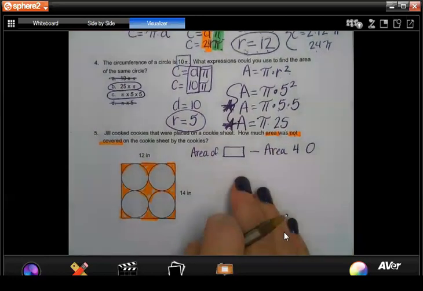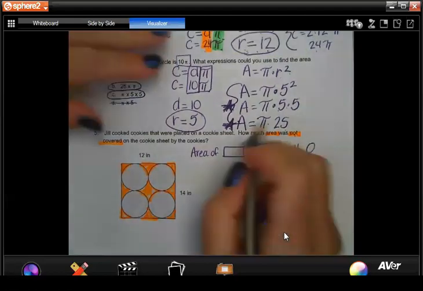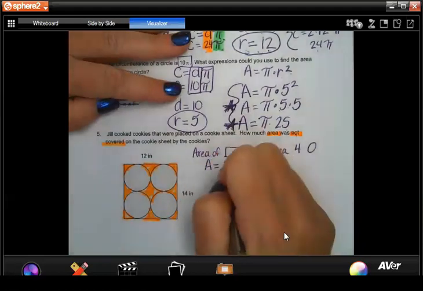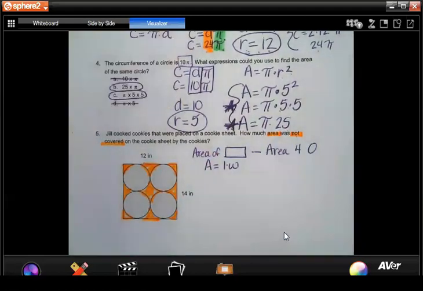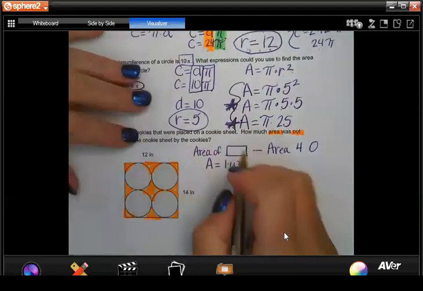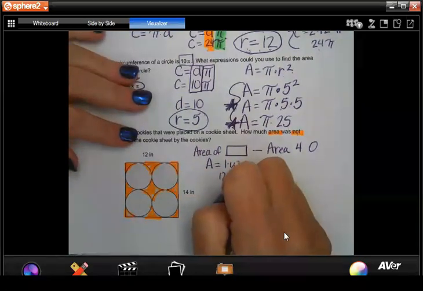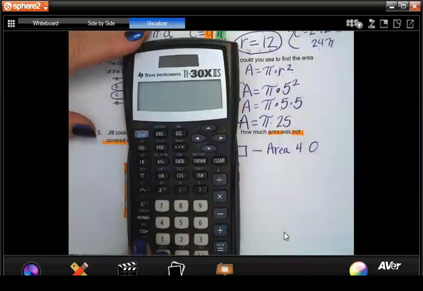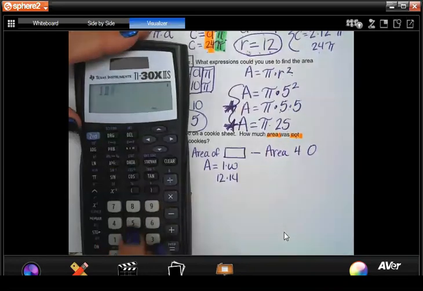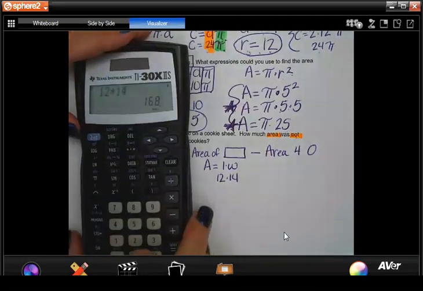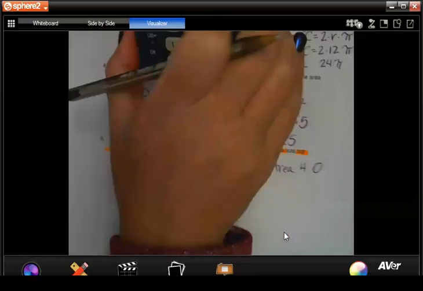So step number 1, the area of a rectangle should be easy. This is going to be length times width, right? So let's just solve that first. My length is 12, my width is 14. So using my handy dandy calculator, 12 times 14 comes up to be 168.